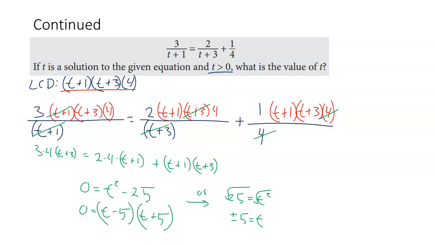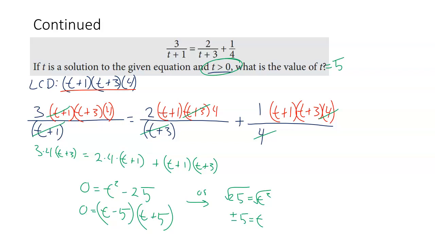So what's my answer? Do you have to plug it back in? We don't have to plug it back in. It has to be positive 5. Why? It has to be greater than 0. So we ignore the negative one because the question specifically asks for the positive one. So our value of t is just going to be the positive 5.